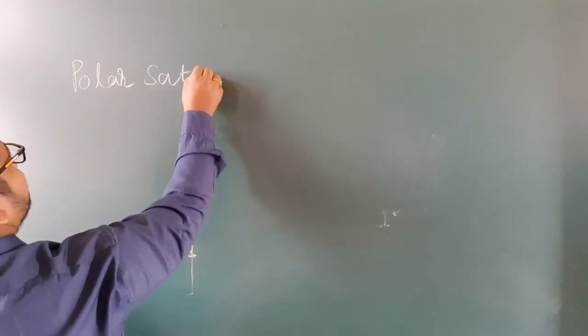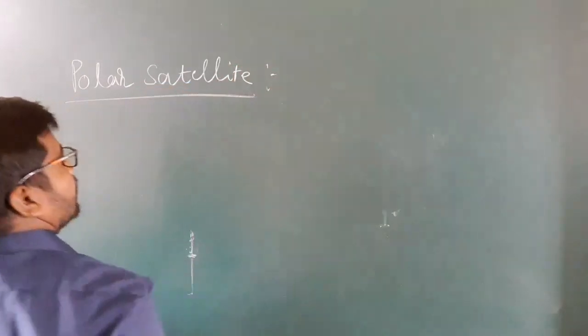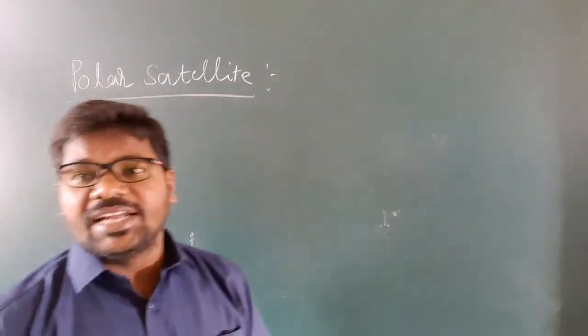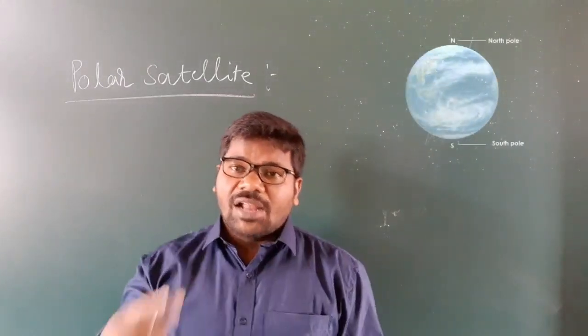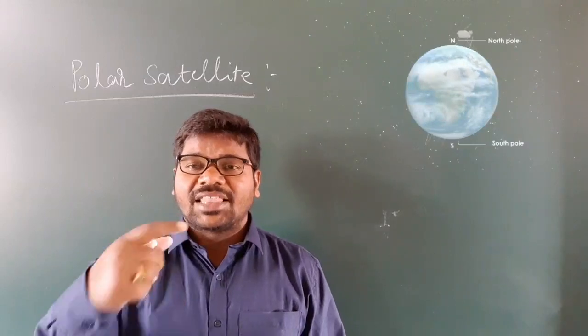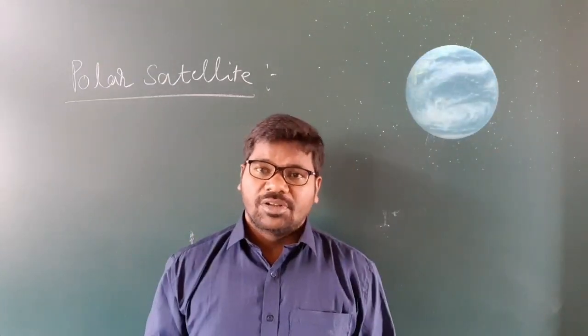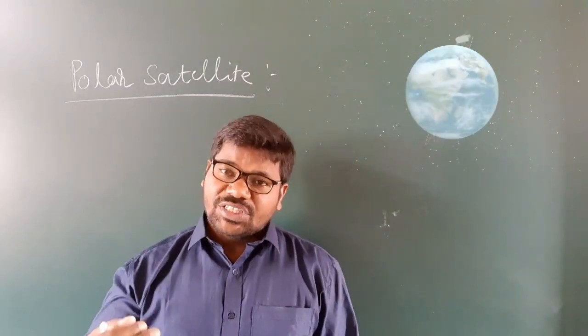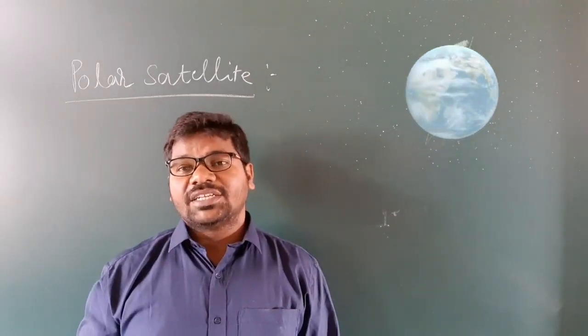Polar satellites. See here, in polar satellites, the satellites revolve around the Earth based on the poles. We know the poles: north and south pole. So the satellite revolves around the Earth's surface at 500 to 800 kilometers, in a particular orbit.